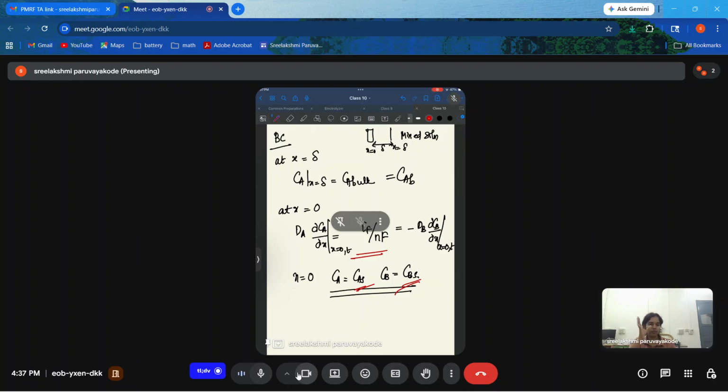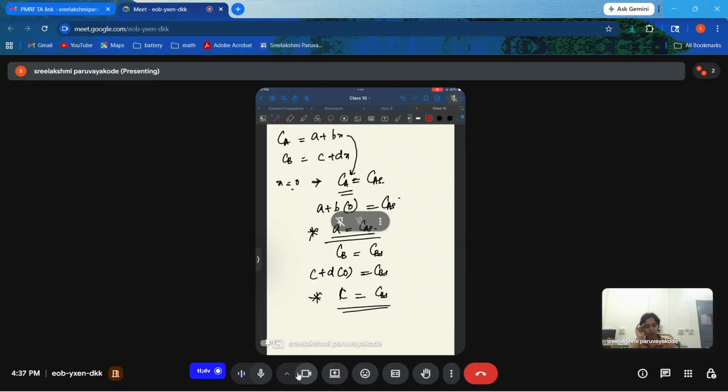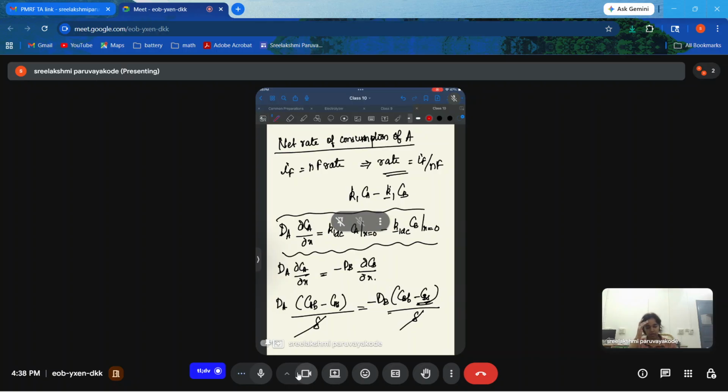Once you pass the boundary layer, the double layer, then the CA after the boundary layer becomes equal to CA bulk, CAB. The same way CB will be CB bulk. So you have the boundary condition at x equal to 0 and x equal to delta. Substitute, find out. This is the expression for CA, CB. You initially find out the constants A and C. Then you have to find out the term which comes with the length. So you know this expression.